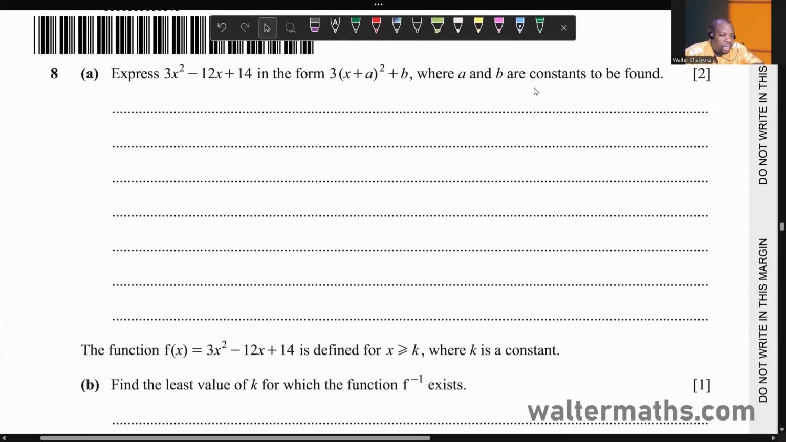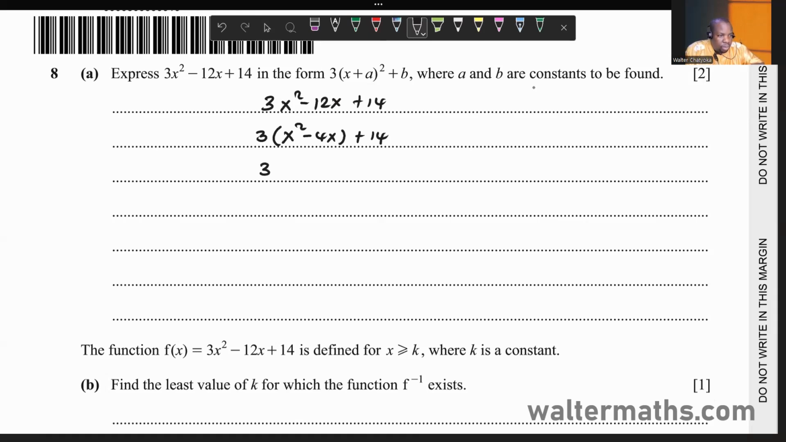On number 8, part A, it says, express 3x squared minus 12x plus 14 in the form 3(x plus a) squared plus b, where a and b are constants to be found. All right, so we have 3x squared minus 12x plus 14, which is 3(x squared minus 4x) plus 14. So I factored out 3 for the first two terms.